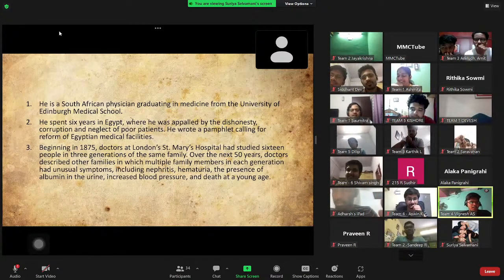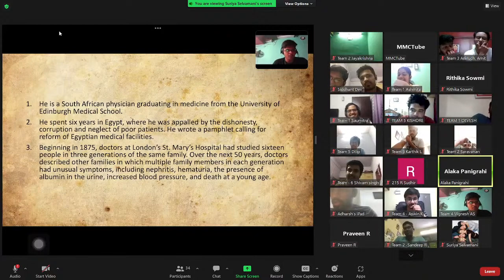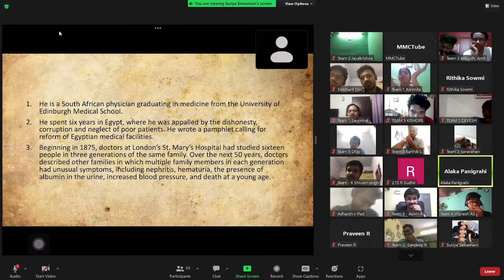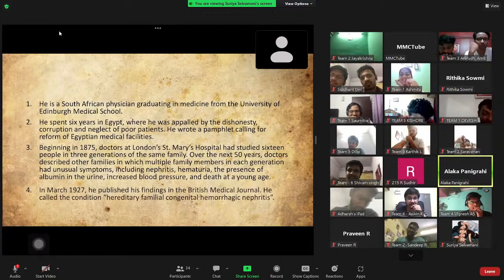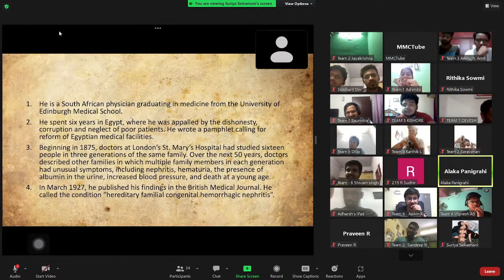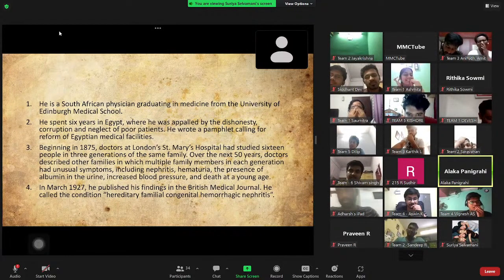Is it Alport? Yes, the answer is Alport. The next clue is in March 1927, he published his findings in British Medical Journal, Alport syndrome. So team of 4 gets 20 points.